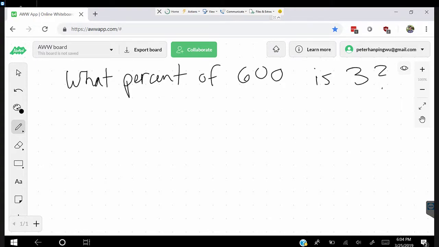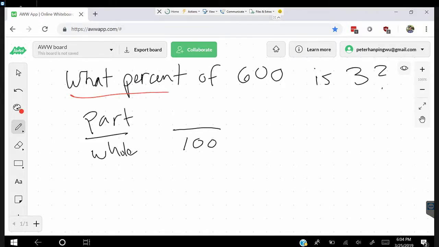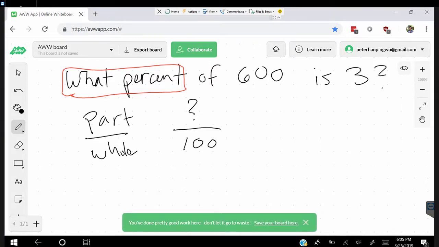Now, remember that percents are always talking about a relationship between a part and a whole. And the word percent means how many per 100. So we can always set up a percent as something over 100. Now our question asks what percent, so this is the information we don't know. So I'm going to leave this blank and put a question mark here because we don't know. And I'm going to say that this fraction is equal to something with 3 and 600.